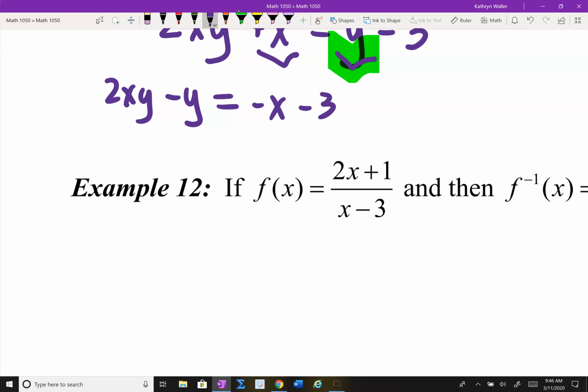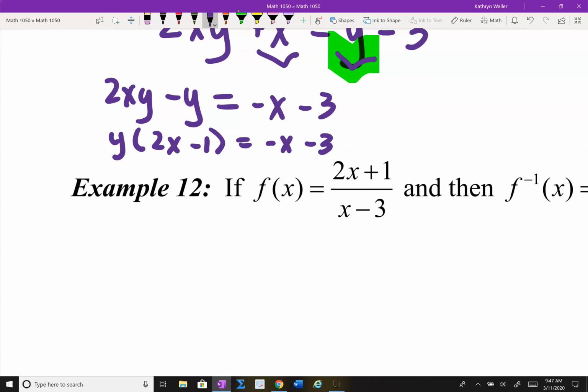Guys, I'm trying to get the y alone. I'm trying to pull out the y's and get everything else on the other side. That was a big hint. You take out the y because they both have a y attached. You're exactly right. They both have a y, right? So let's pull out that y. When you pull out that y, you're left with 2x minus 1.